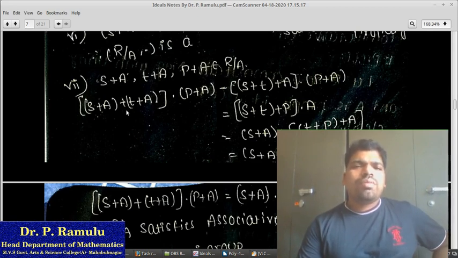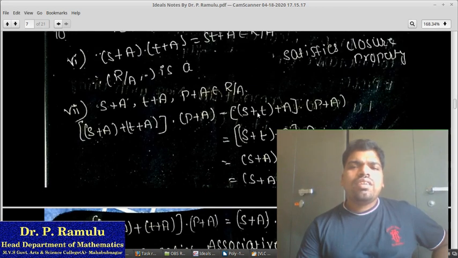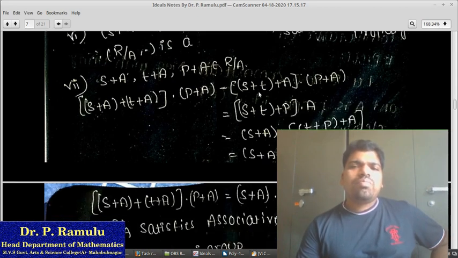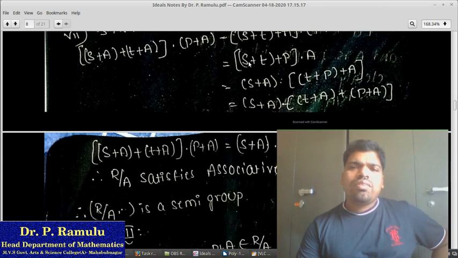Associative property with respect to dot: s plus a, t plus a, p plus a belong to R by A. I am taking s plus a dot t plus a dot p plus a. Here s plus a dot t plus a equals s t plus a, times p plus a. Here s dot t is nothing but the product in R, and you can apply the same properties.